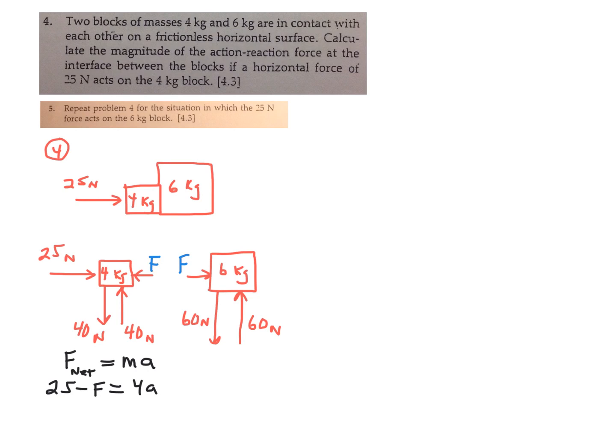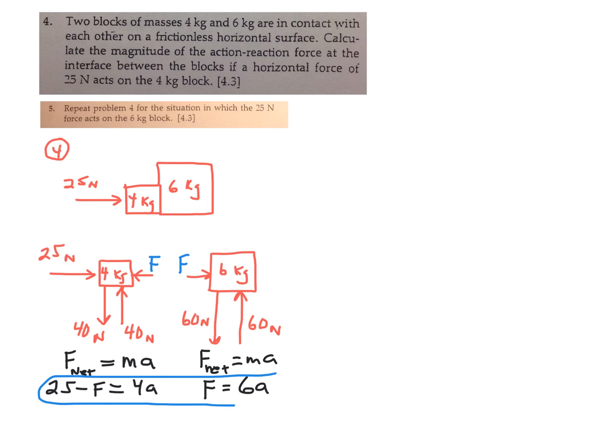But if you look at the bigger box, you also apply F net equals ma. Here's the generic F net equals ma. Well, the only force acting on that box is F. So it's F equals 6A. So bottom line right now, what you have is a system of equations. You can solve this. I'll circle what we're at here.